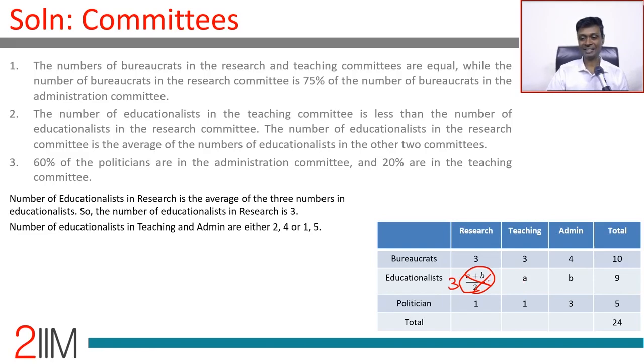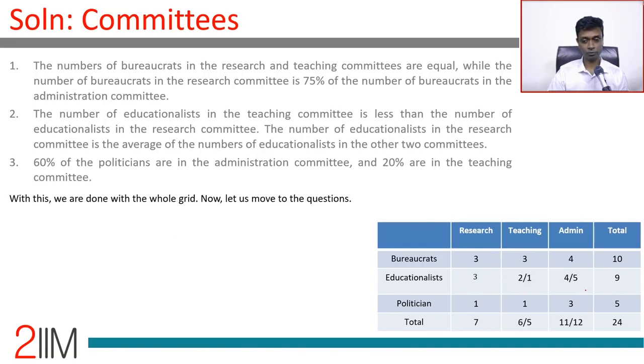A is less than this, so A could be 2 or A could be 1. B is more than this, B could be 4 or B could be 5. If you fill the entire grid, this is 3, 3, 4, 1, 1, 3. This has to be 3. These two could be 2 and 4 or 1 and 5. They add up to 6, but it could be 2 and 4 or 1 and 5. We don't have more clarity here, but everything else we have filled in completely.